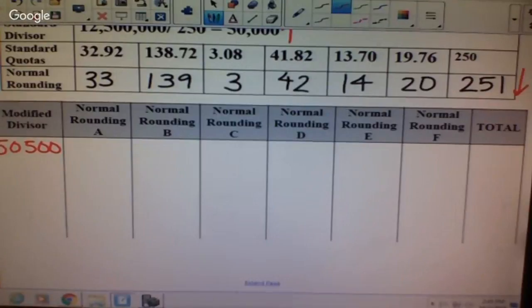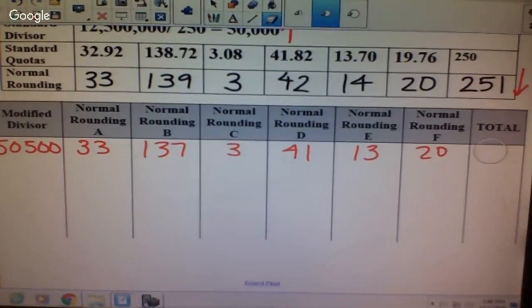Okay, so anybody got this in? Can we do some normal rounding? Devin's doing it right now. What'd you get? My first one's wrong. That's okay. I still need it. 33, 137, 3, 41, 13, 20. You said 13 or 14? 13. 137, 13, 31, 13, and 20. This is 147. I mean, 247. Thank you. I was like, holy cow.